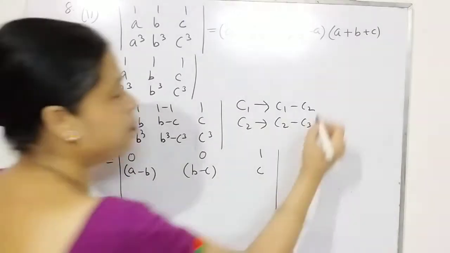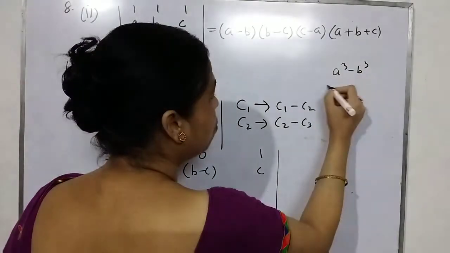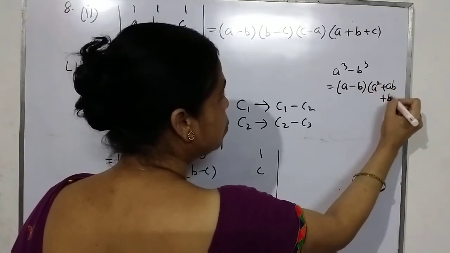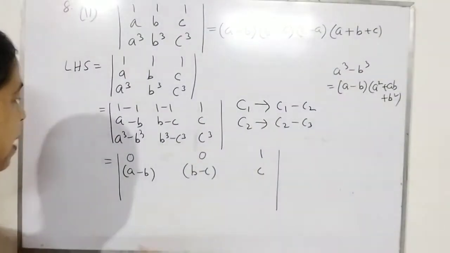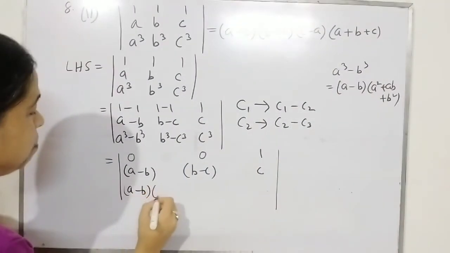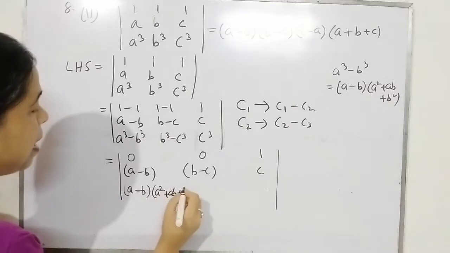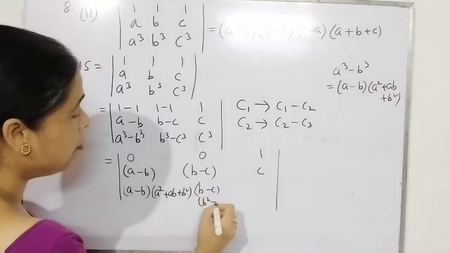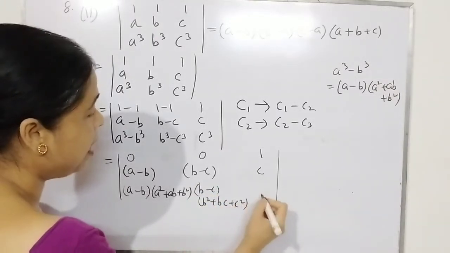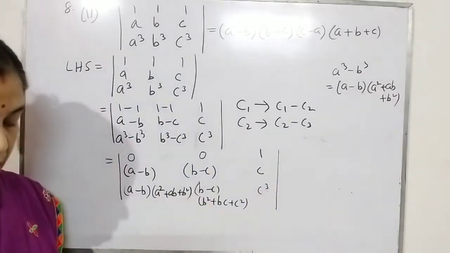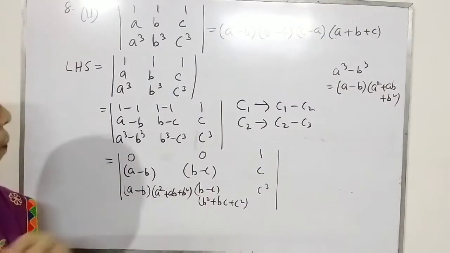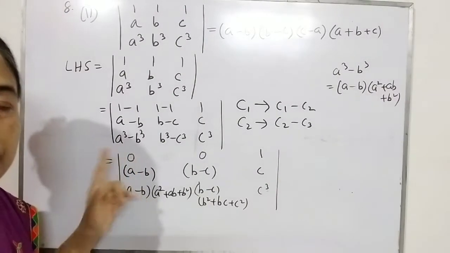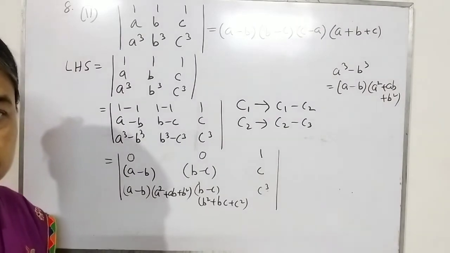Now you see I can apply this formula. Hope you remember a cube minus b cube. What is the formula? It is a minus b, a square plus ab plus b square. This formula you have got in algebra. So let us apply it. This can be written as a minus b, a square plus ab plus b square. Here also b cube minus c cube can be written as b minus c, b square plus bc plus c square, and this is c cube. Now if you see properly, your first column has a minus b common, because 0 can be considered as 0 into a minus b, as I told you some time before.